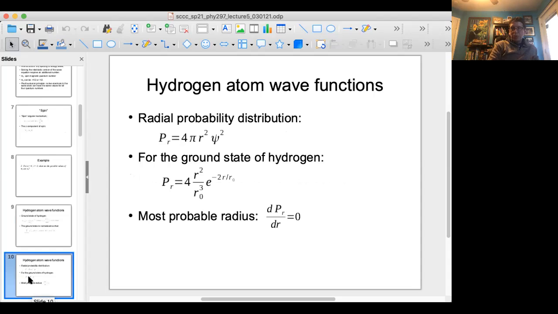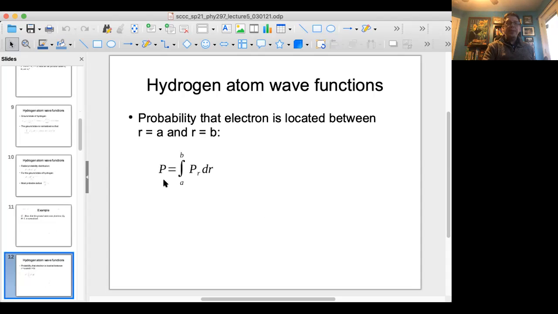The most probable radius, or the radius with the highest probability of being the electron's location, is determined by setting the derivative of this function equal to 0. And when you do that, you get r naught, the Bohr radius. And if you want to find the probability that an electron is located between points A and B, you integrate the probability function between A and B.